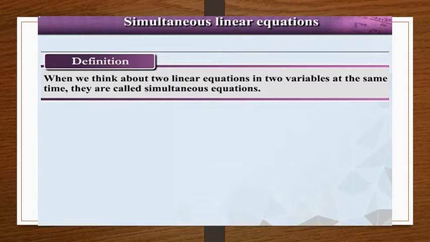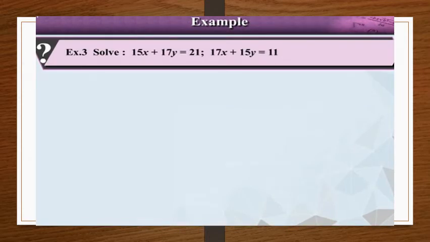Now let us understand the meaning of simultaneous equations. When we think about two linear equations in two variables at same time, they are called simultaneous equations. Now let us begin with solved example number 3. Only this type of sum in practice set 1.1 you all have. There is question number 2, sub question 7 and 8. Only two sums you have from practice set 1.1. So this is a solved example. So let's have a look at it.